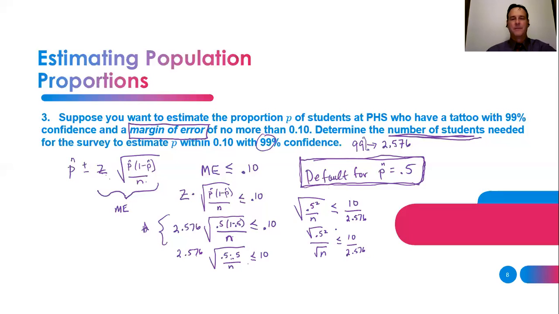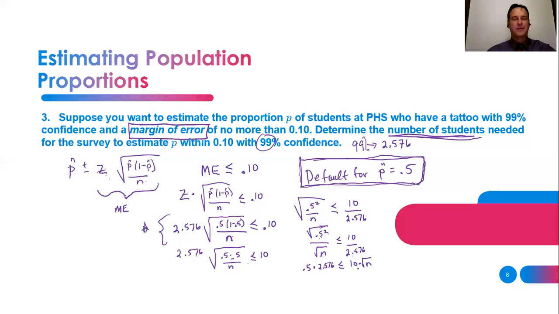Okay, and then from there, I'm going to cross multiply. Now I'm going to do a shortcut. I know that 0.5 squared, all square rooted, the square and the square root will cancel out. So as you cross multiply, you get 10 times the square root of n, and then this will give you just 0.5 times 2.576. Again, 0.5 squared, all square root is just 0.5.